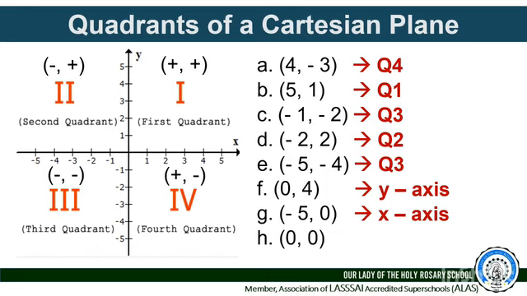Last example, (0, 0). So both coordinates have no sign. In what quadrant can we find this one? So they do not belong to any quadrant, but instead it is in the middle, so we call it the origin.